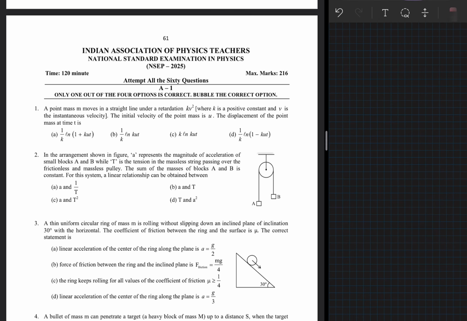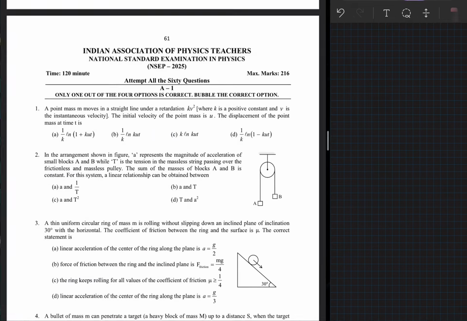Okay, so let's look at the first question here. A point mass m moves in a straight line under a retardation given by kv square, where k is a positive constant and v is the instantaneous velocity, which means velocity at time t. The initial velocity of the point mass is u. You have to find the displacement of the mass at time t. So we have four options. So let's begin.